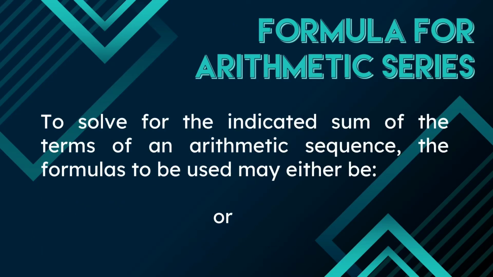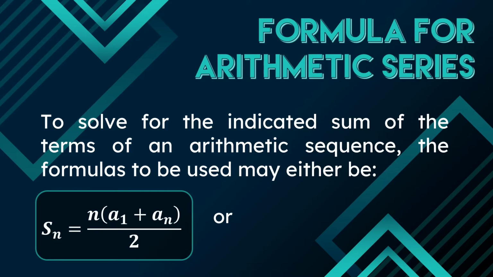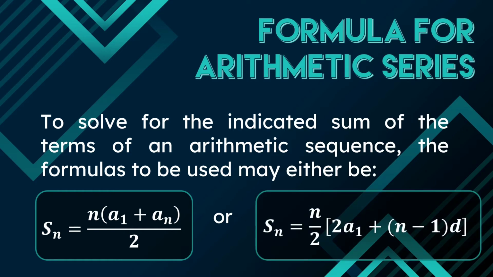Take note of these two formulas. To solve for the indicated sum of the terms of an arithmetic sequence, we may use either S sub n is equal to n times the quantity of the first term plus the last term all over 2, or S sub n is equal to n over 2 multiplied by twice the first term plus the quantity of n minus 1 times d. The choice of formula depends on the given problem.